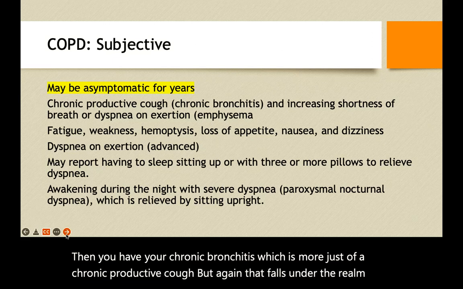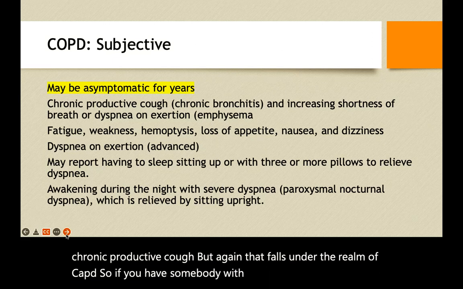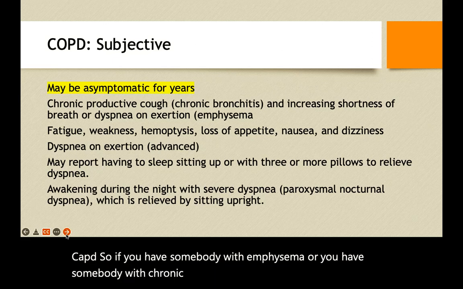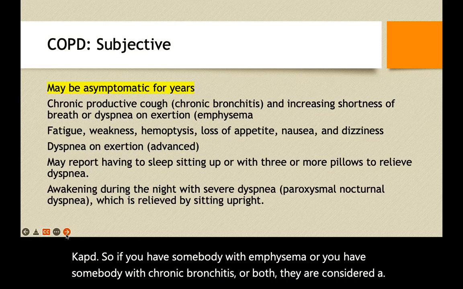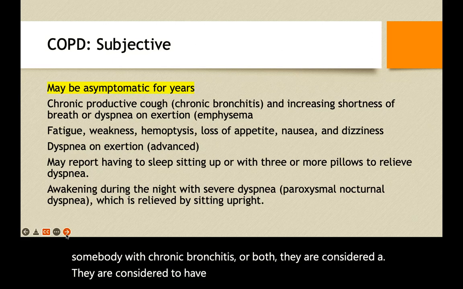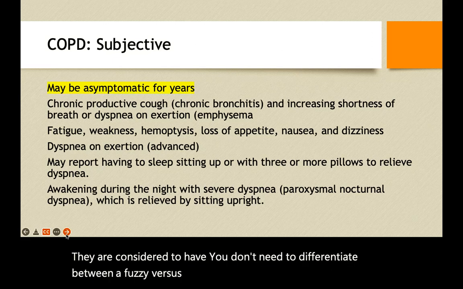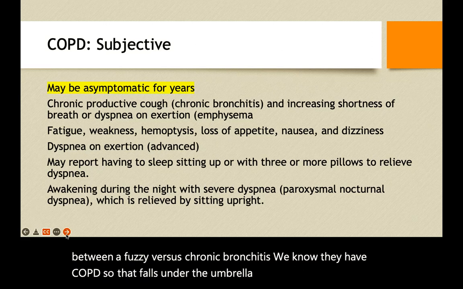So if you have somebody with emphysema or you have somebody with chronic bronchitis or both, they are considered a COPDer. They are considered to have COPD. You don't need to differentiate between emphysema versus chronic bronchitis. We know they have COPD, so that falls under the umbrella of basically the same sort of treatment plan. So just keep that in mind.